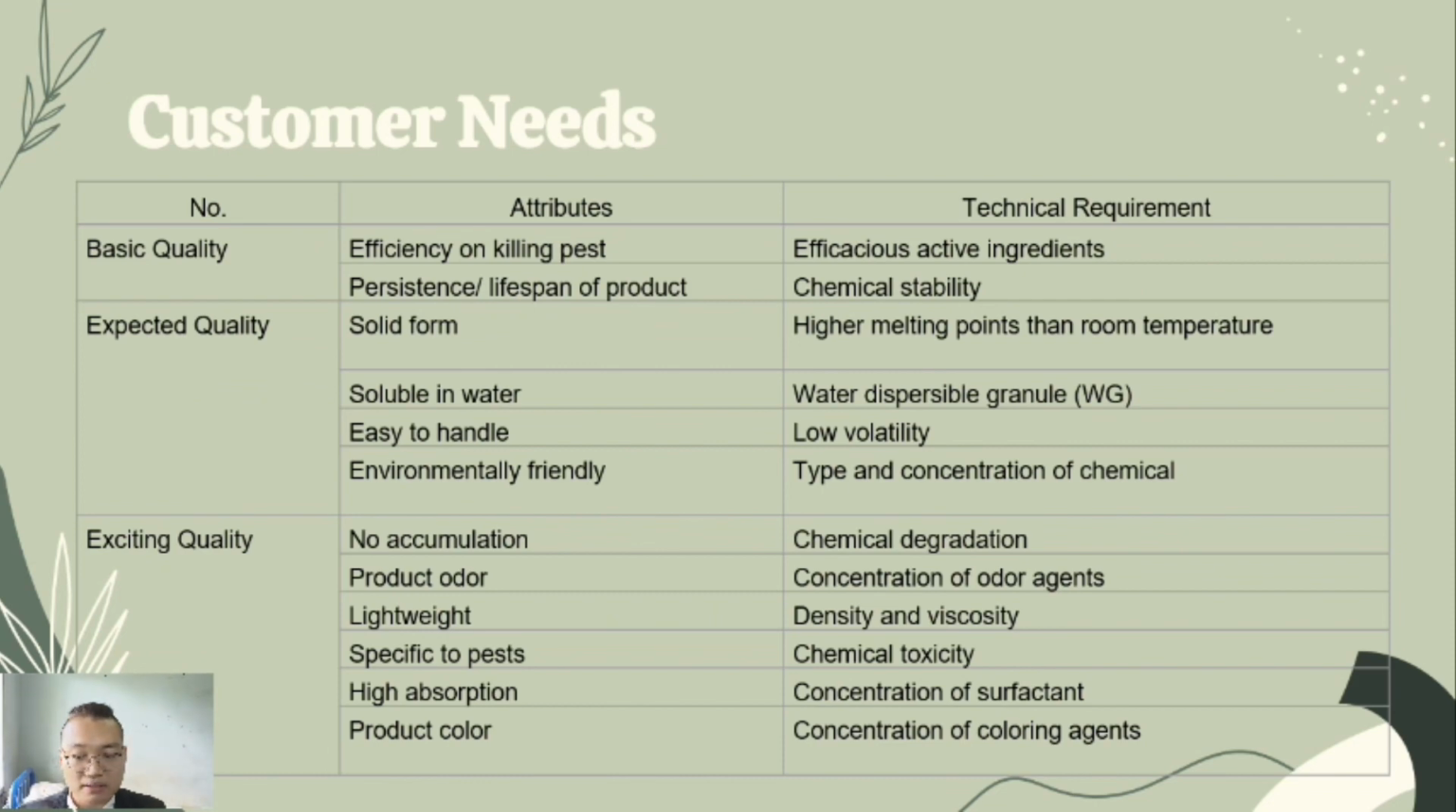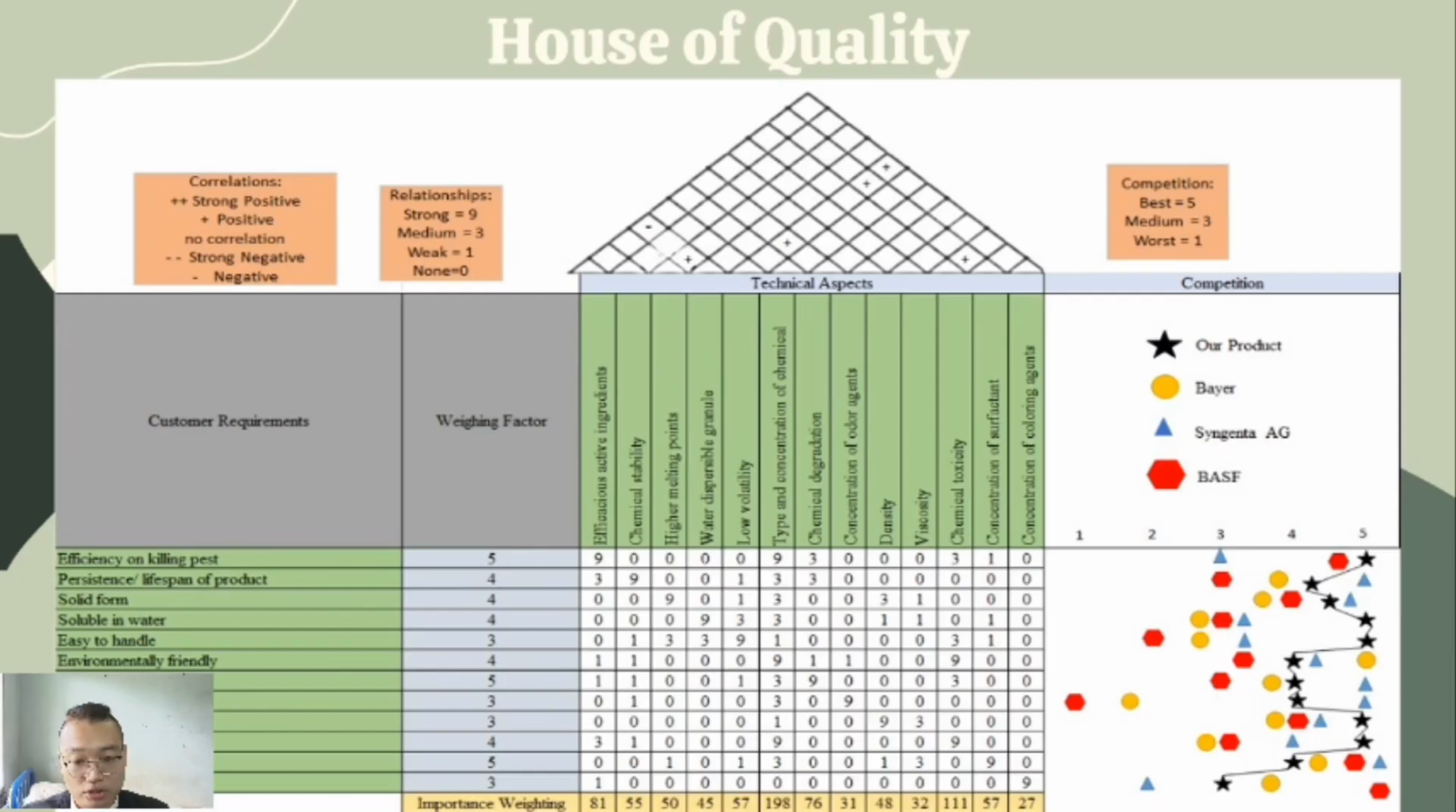And here are the customer needs, and we have classified the customer needs into 3 basic criteria. The first one is the basic quality, expected quality, and exciting quality. And here are the attributes and the technical requirement for each attribute.